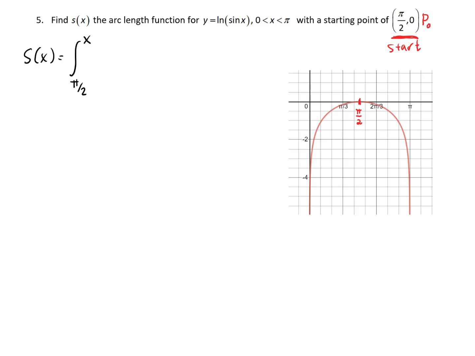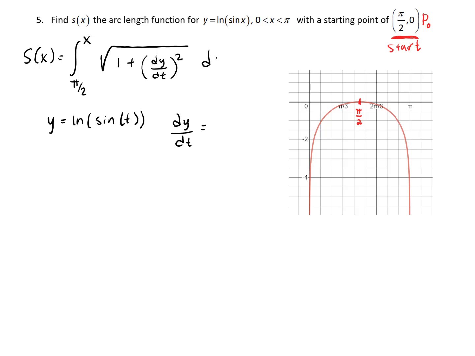And we're going to look at this as the square root of 1 plus, well, we actually have to consider this. Let's pause for just a second here. And underneath here, let's think y equals ln of the sine of t. And let's think, what would actually dy/dt be? Because we need to plug that in here. So this needs to be dy/dt squared, because we're integrating with respect to t. Our x variable is now in the bound of the integral.